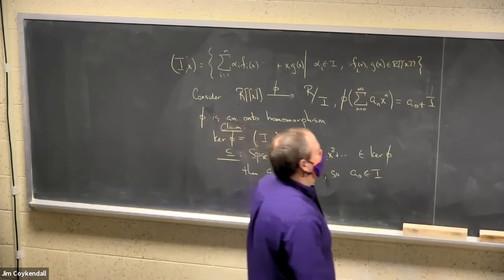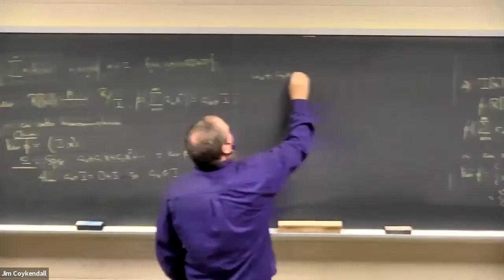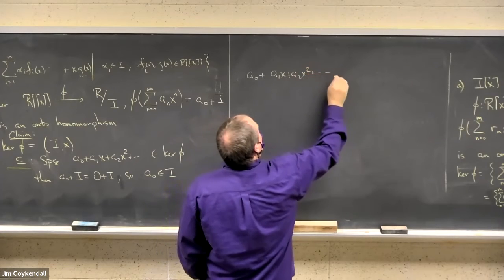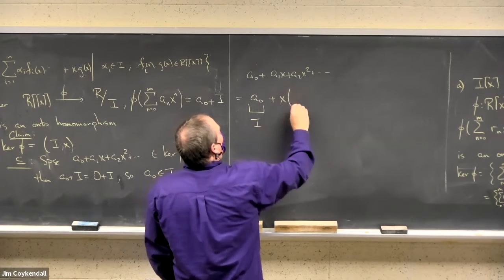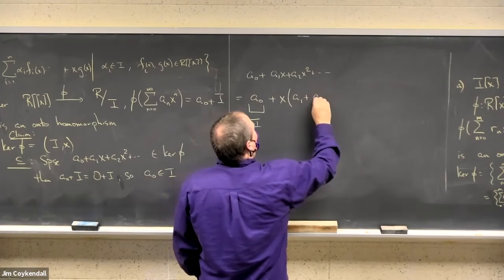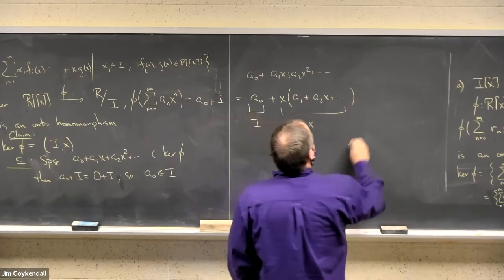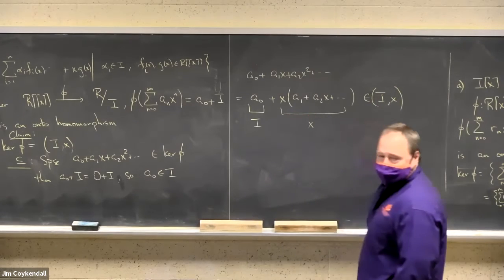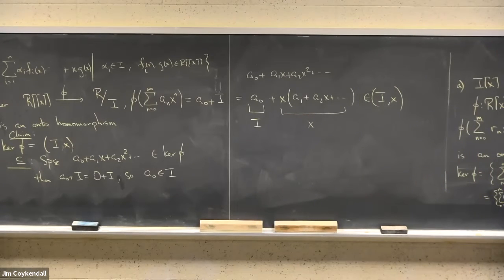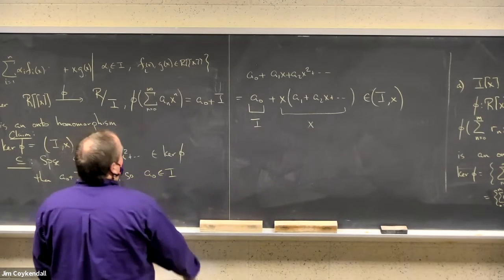And this means that I can break this up as a0, which is in I, plus a1 plus a2x plus so on, and this is generated by x. So this is actually an element of I comma x. So if you're in the kernel, you have to be in here, and the other way is easy as well.